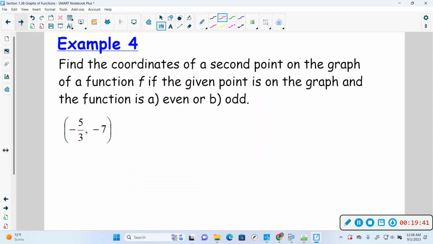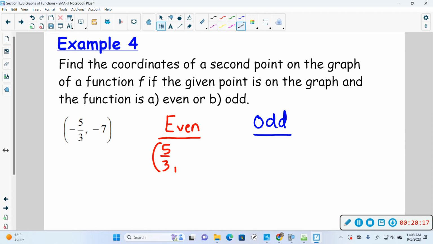The last thing with even and odd: find the coordinates of the second point on the graph if the function is even, and if it's odd. All right, let's set it up here. Let's do even first, and then we'll do odd. Remember, the test for even and odd algebraically all started the same. Replace x with a negative x. If I replace this with negative 5/3, two negatives makes a positive. So it's going to be 5/3.